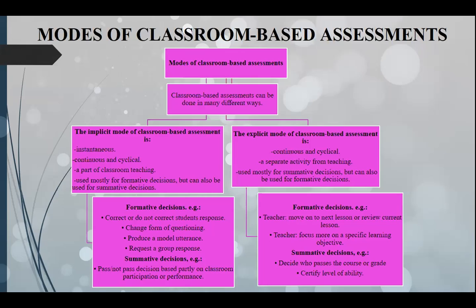And the explicit mode of classroom-based assessment is continuous and cyclical, a separate activity from teaching, used mostly for summative decisions, but it can also be used for formative decisions. Formative decision examples: the teacher moves on to the next lesson or reviews the current lesson, or the teacher can focus on a more specific learning objective. And summative decisions, for example, decide who passes the course or grade and certify the level of ability.